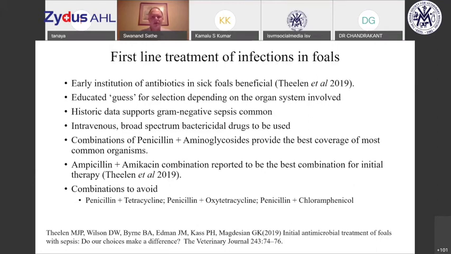And again, the recent study that I mentioned before indicated that ampicillin combined with amikacin has been reported to provide the best combination for initial therapy. This combination targeted more than 90% of foal pathogens. Right? Some combinations to avoid are combinations of bactericidal and bacteriostatic drugs. For example, penicillins and tetracyclines, or penicillins and chloramphenicol, should not be used together as first line of treatment.